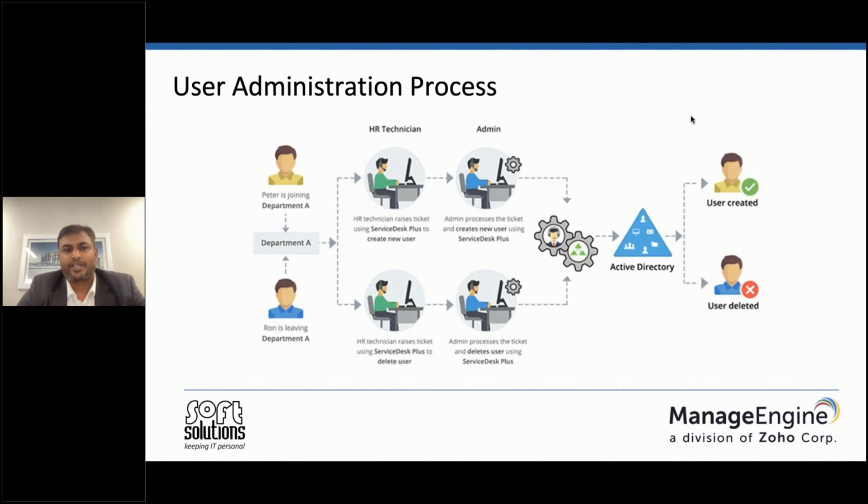All right, so what we see here is the user administration process. From the time a resource request has been raised by a department head or a business function head, they give the requirements, HR filters out, interviews a candidate and selects the candidate, and they will give the bare minimum details. As you can see, the HR technician raises a request using Service Desk Plus to create a new user, and the admin processes the ticket and creates a new user using Service Desk Plus.